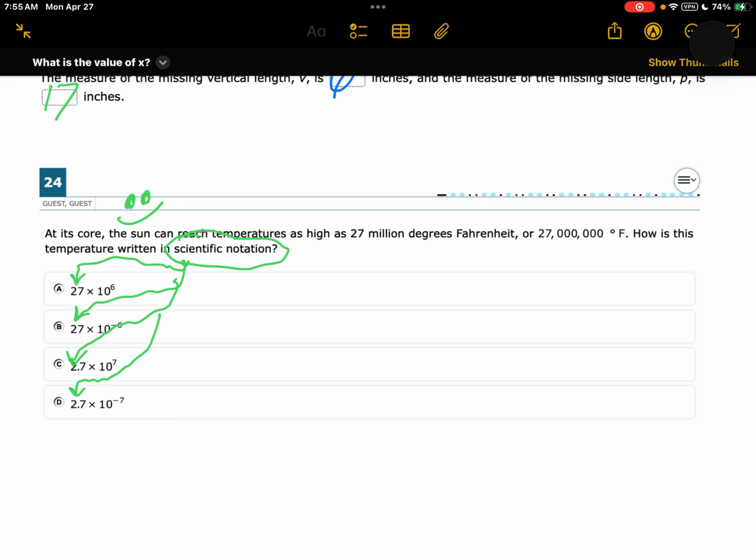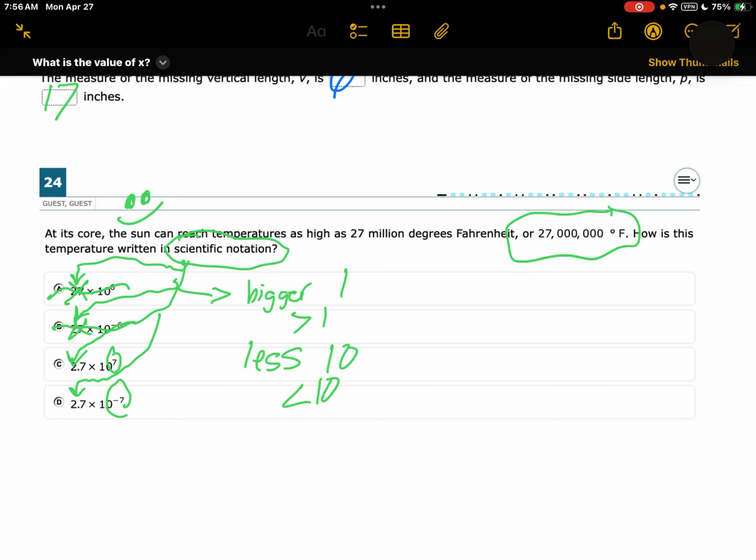This number right here, there's a rule about that first number. It has to be bigger than 1, greater than 1, and it must be less than 10, okay? So already 27 is bigger than 10. That will not work. Okay, next. Now it's just about, does it have a positive exponent or a negative exponent? A good rule of thumb is, if it's a big number that ends in a bunch of zeros like this, you will have a positive exponent.